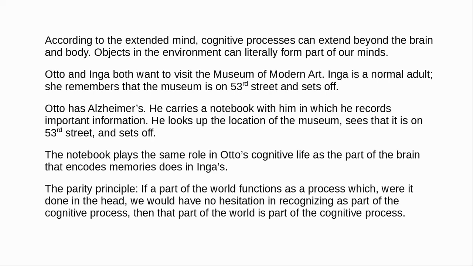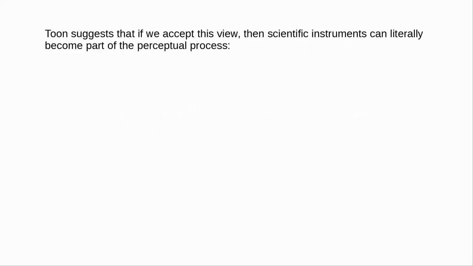There is no need to assume that cognitive processes are limited to the brain. That's the basic idea. Now anyway, Toon suggests that by this same argument, we should conclude that scientific instruments extend perception. A scientific instrument can literally be part of the scientist's perceptual process, just as Otto's notebook can be part of Otto's memory. And this means that when the scientist uses the instrument, she literally perceives objects through them. By looking through a microscope, we create an extended perceptual system that allows us to directly see microbes.